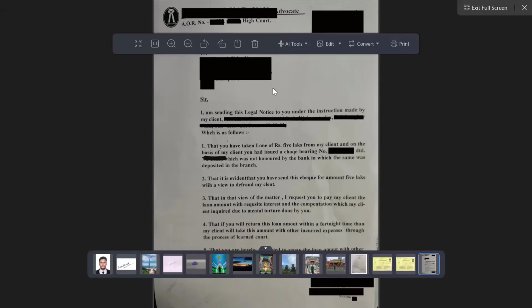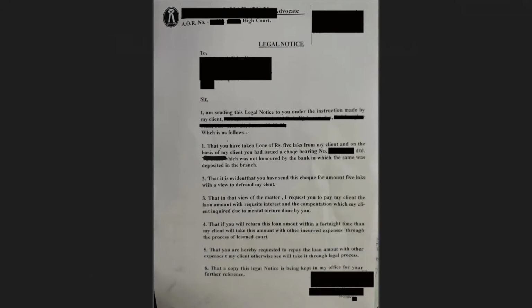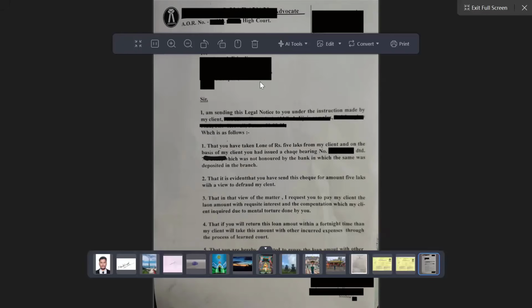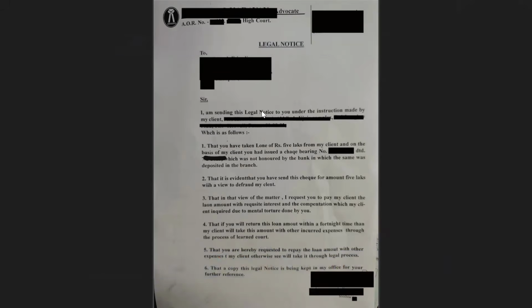So this is a legal notice that is being sent by an advocate of a High Court to another party. If you read this legal notice, there is no formatting in it. This is such a vague legal notice that 90% of the lawyers in India are using this format only. That's why it has no effect on the other party, that the other party does not fear this thing.